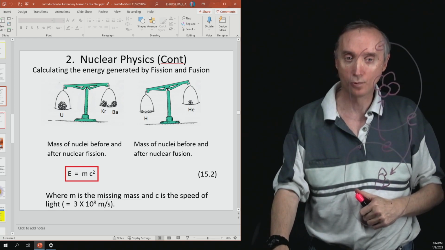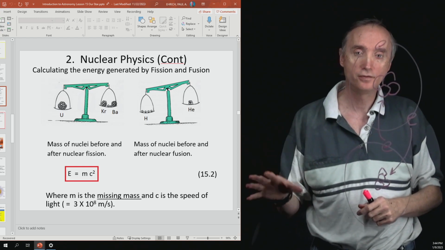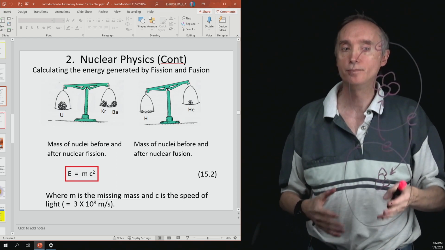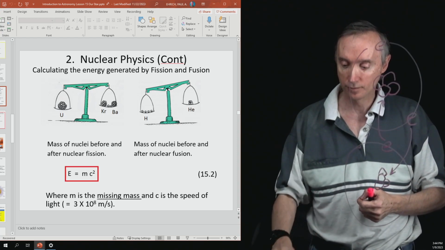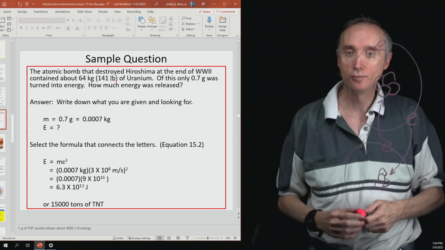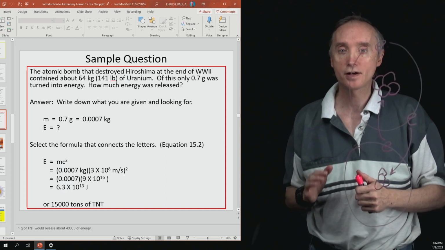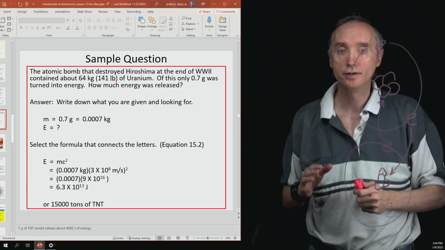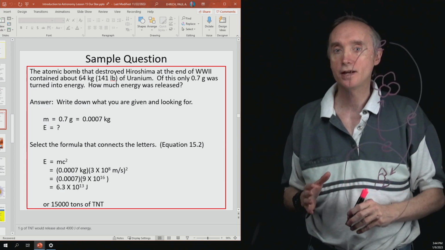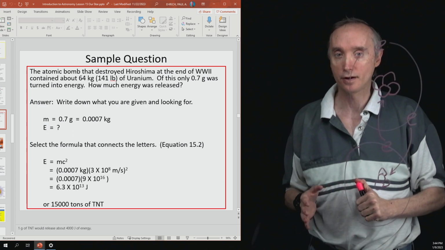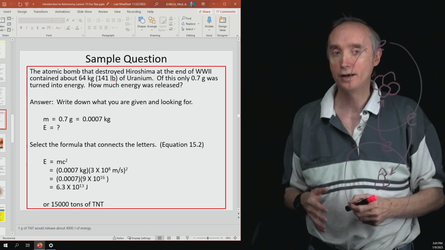All right, let's do a worked out example of how to use this formula. So you notice that the formula has the red box around it, so that would mean that I would want you to be able to actually plug numbers into that formula. So let's try it. So we're going back to 1945, when the atomic bomb was dropped on Hiroshima at the end of World War II. And that bomb contained 64 kilograms, which is equivalent to 141 pounds of uranium.